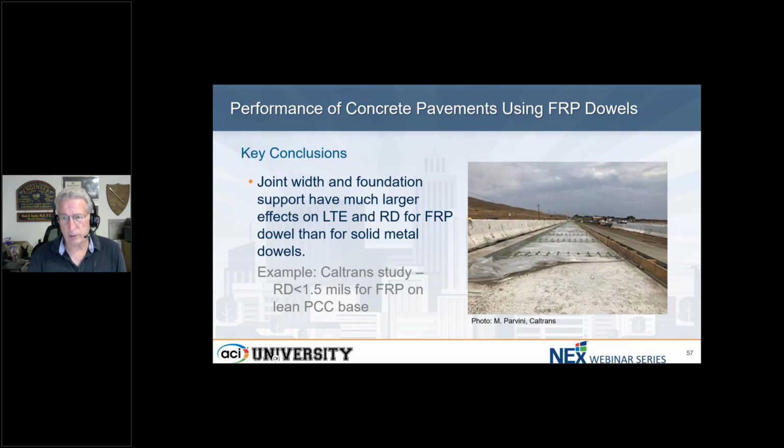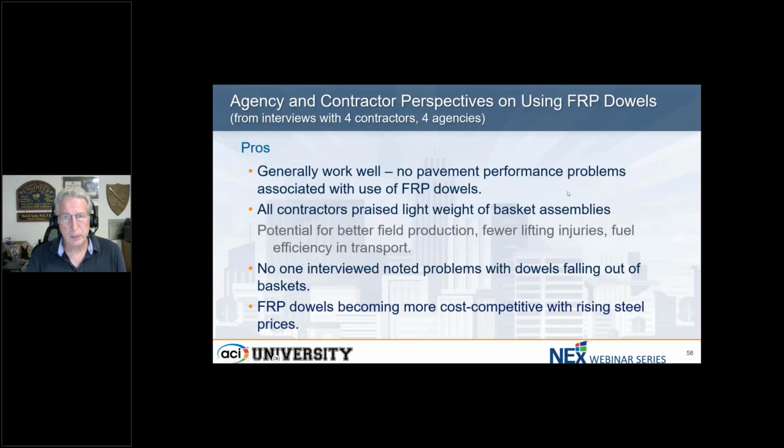And this is a recently constructed pavement in California. It's about 4 years old, I believe. In their study, they found that the relative deflection of FRP dowels on a lean concrete base was less than 1.5 mils, practically nothing, okay? So again, we've got to look at these pavements as a system. It's not just the dowel bar we're looking at. We're looking at the dowel bar, the foundation, and the slab thickness together. All these things influence the behavior of the dowel bars, okay?